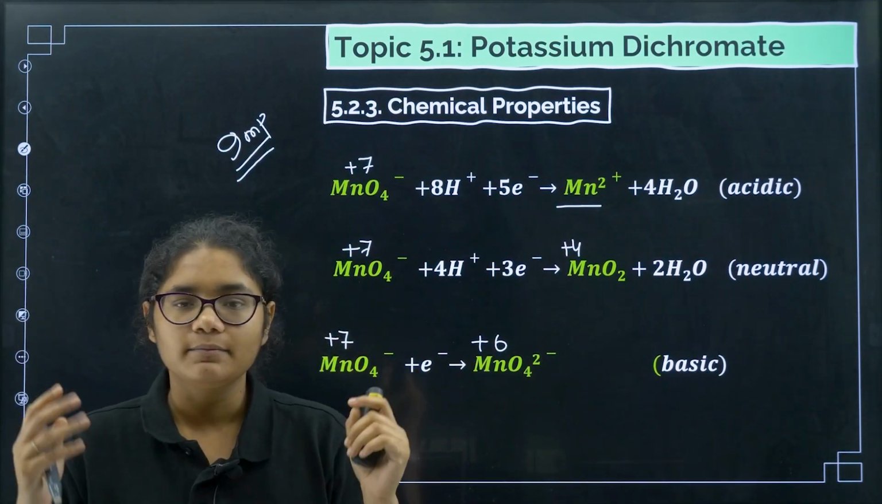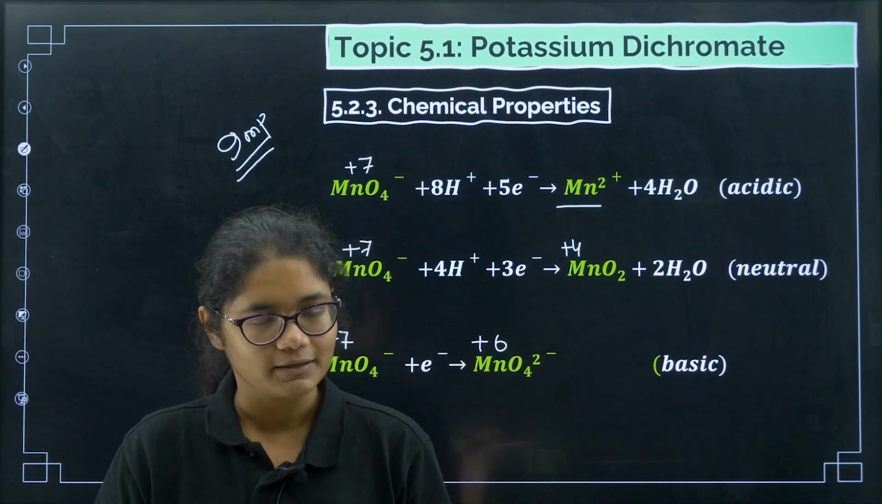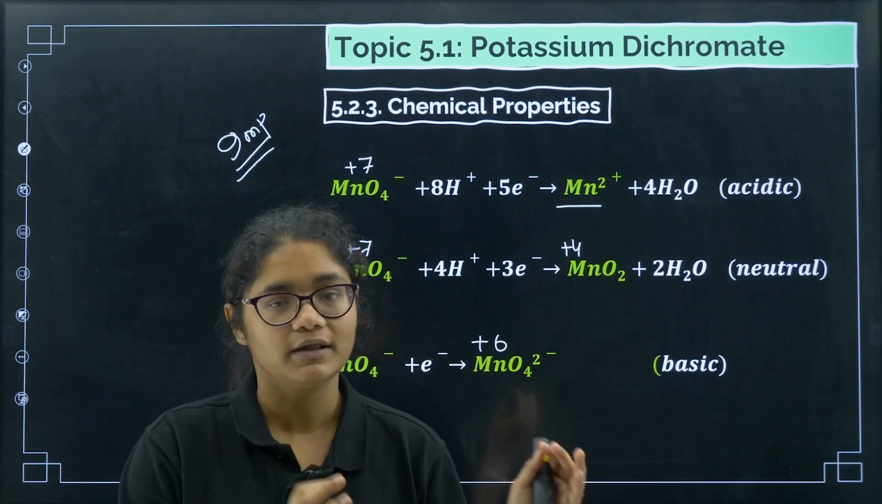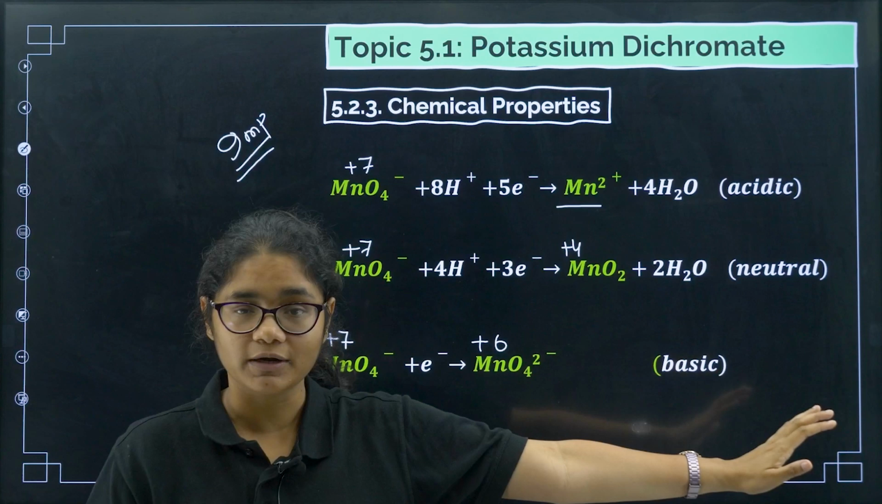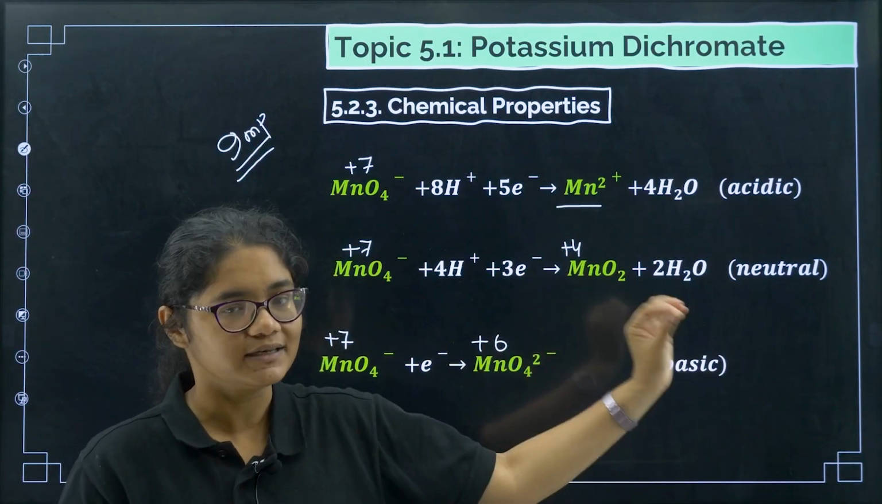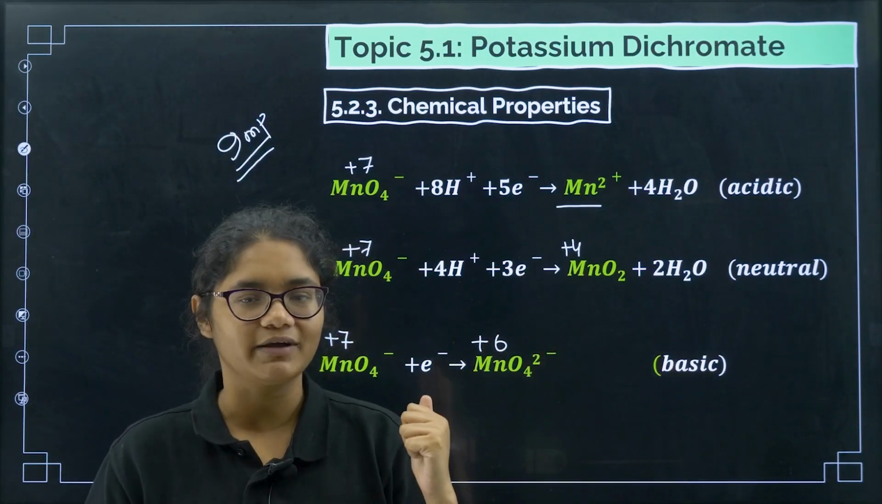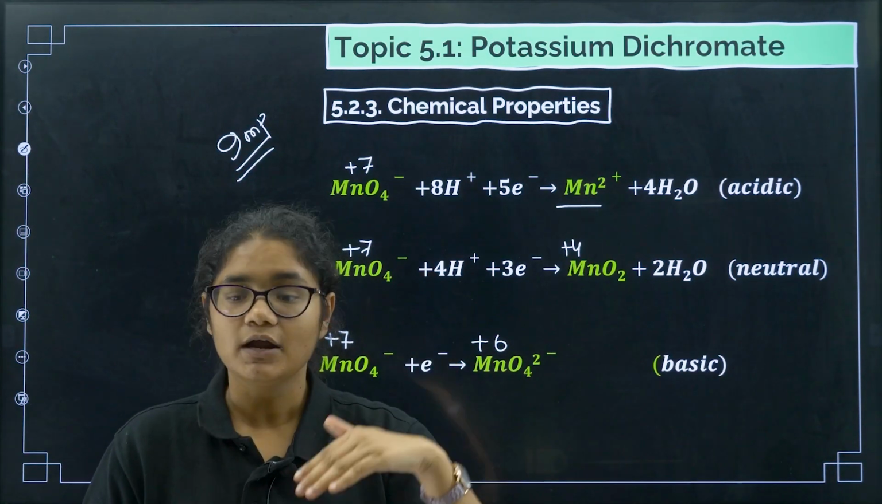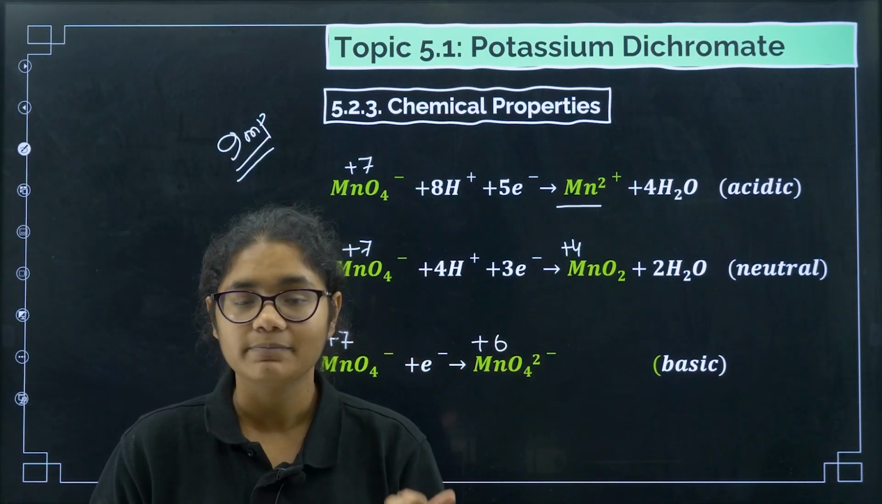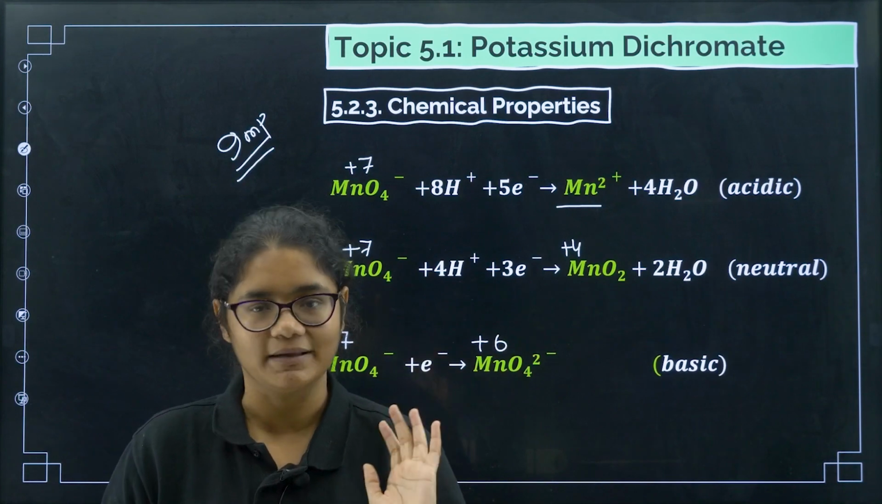Let us revise once again. +7 to +2 in acidic medium, +7 to +4 in neutral medium, and +7 to +6 in basic medium. Once again let us revise. +7 to +2 in acidic medium, +7 to +4 in neutral medium, and +7 to +6 in basic medium.